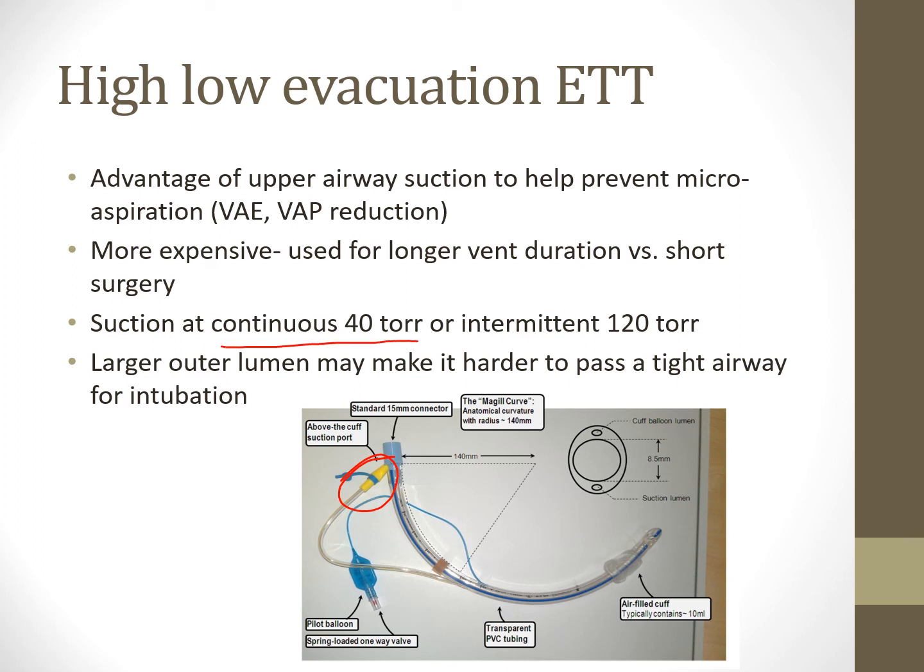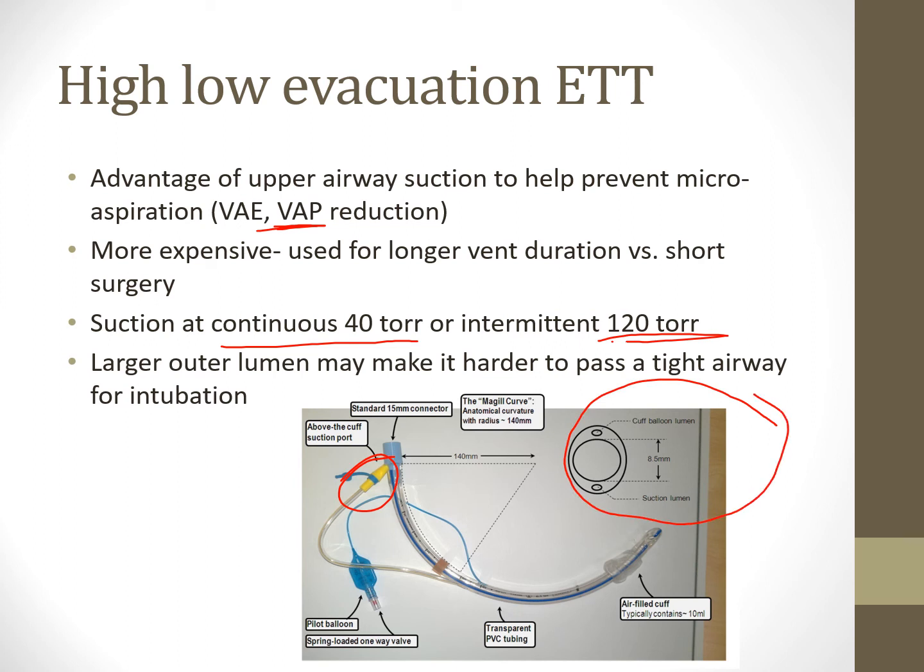So continuous at 40 millimeters of mercury or intermittent at 120 millimeters of mercury. And that just suctions out some of those little things that culture in the back of their mouth, right? To help prevent that from going to their trachea and causing an acquired condition, a ventilator-acquired condition like a pneumonia or anything like that. The only issue, and some people may not like it, and that's why I'm just exposing you to, A, what is it, and then what's sort of the controversy here.